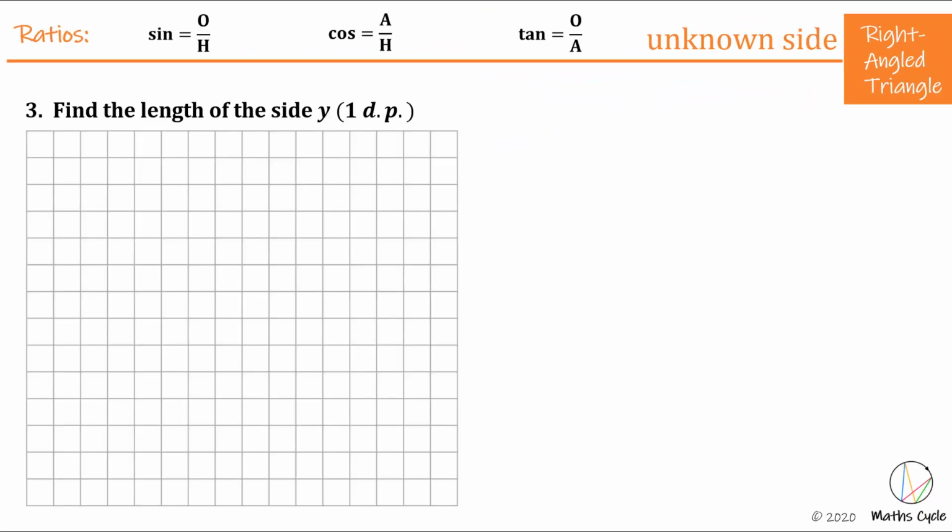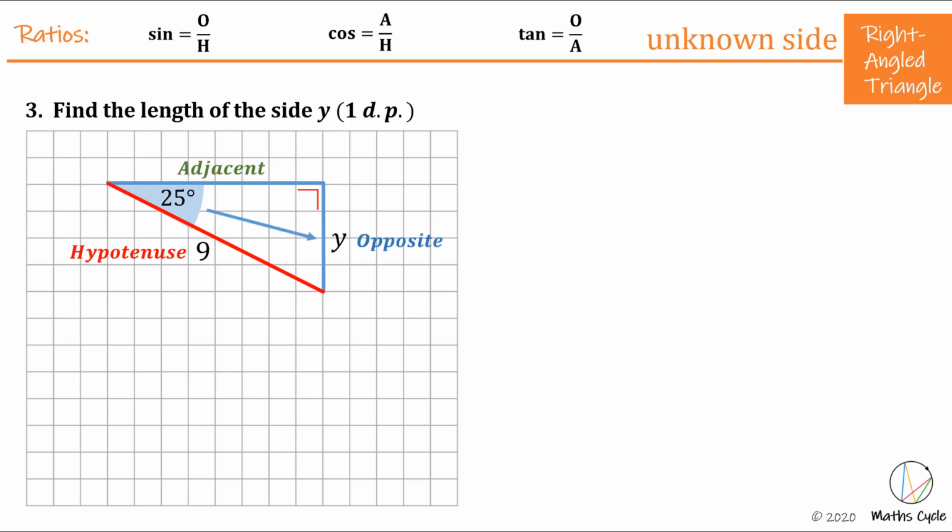Now, example 3. Find the length of the side y correct to 1 decimal place. Let's label our triangle. Opposite our right angle we have the hypotenuse. Opposite the angle we have the opposite, and the remaining side is the adjacent. So what two sides are we going to use? We're going to use the opposite because we're looking for y, and the hypotenuse because we know it's 9. So which ratio uses O and H? It's sine. So we're going to build our solution using the sine ratio.